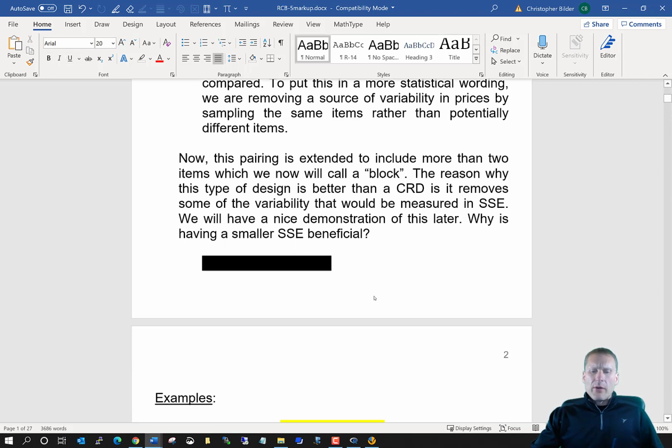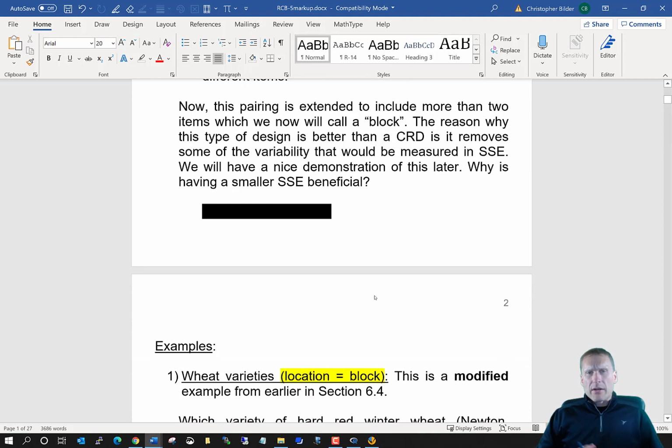Now, by doing that, what that's going to allow us to do is account for a source of variability that we were not able to necessarily account for with a completely randomized design. And for this reason, our SSE now is going to be smaller once we account for this thing that we call a block.